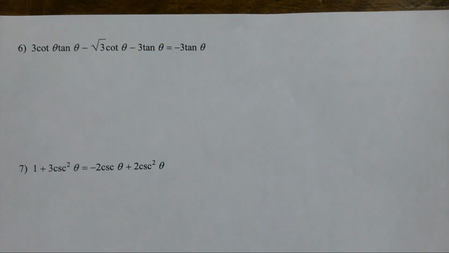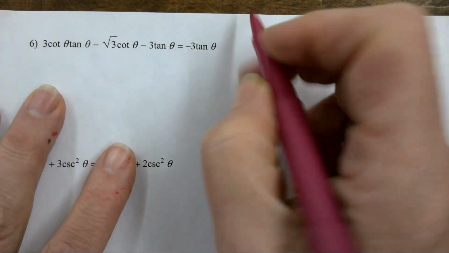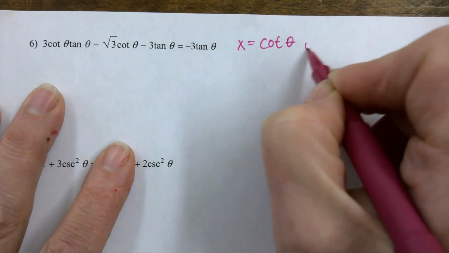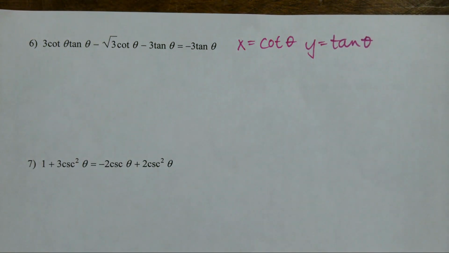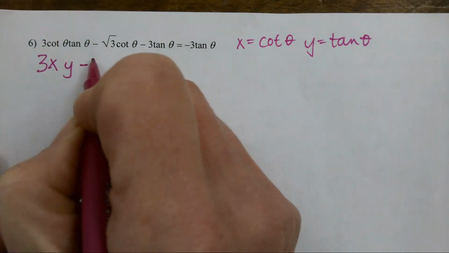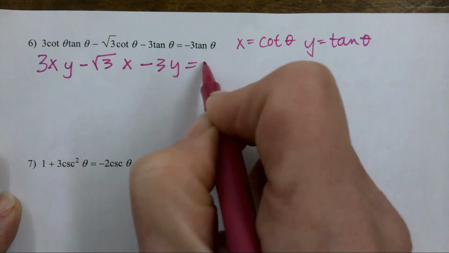And usually when there is no squared in there, that's not always the rule, you're best off just replacing one of the trig functions with one variable and the other one with another. So this would be maybe x equals cotangent and y equals tangent. And it really doesn't matter what variables you use. Makes no difference whatsoever. So I have 3xy minus the square root of 3x minus 3y equals negative 3y.